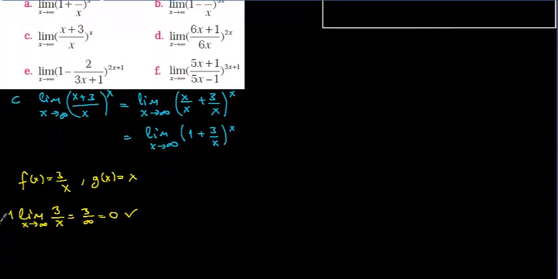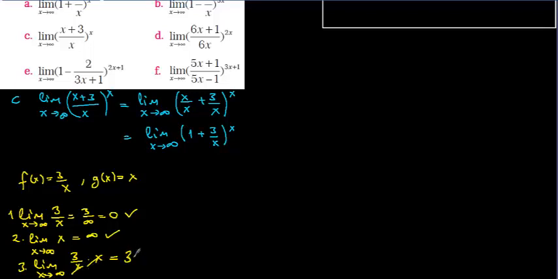The second condition: the limit as x tends to infinity of g(x) must be equal to infinity. What is g(x)? It's equal to x. Is it equal to infinity? Yes, when you replace it, it's going to be equal to infinity. The second condition is satisfied. And the third one is the limit as x tends to infinity of f(x) times g(x), which is going to be equal to the k value. When you simplify, this is going to be equal to 3.